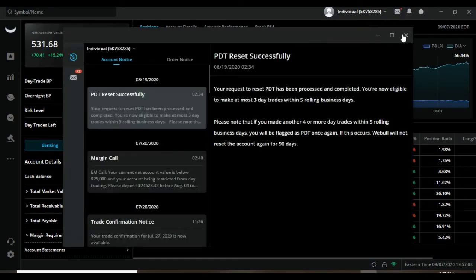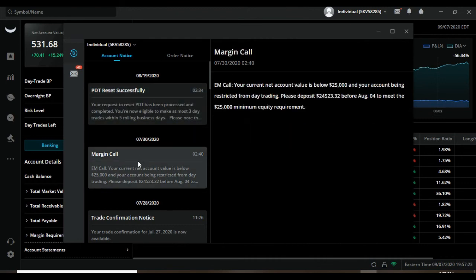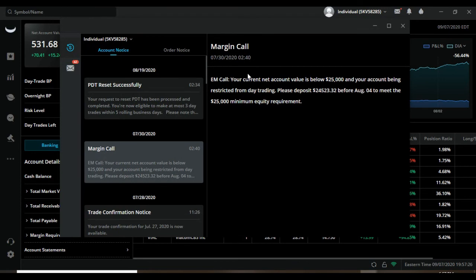So I actually went over the PDT trading rule to show you guys what happens with that. If you go over your PDT trading rule, so let's say you submit a fourth day trading buy, tongue twister, within 5 business days, you will get a margin call. So this is what will happen. I'm so glad I showed you guys this. It will say, hey, you made 4 day trades within 5 business days. Now, based on however much money you have in your account, we need 24,523 to get you up to 25,000 because we now consider you a day trader. And you cannot make another day trade unless you call and ask us for forgiveness.